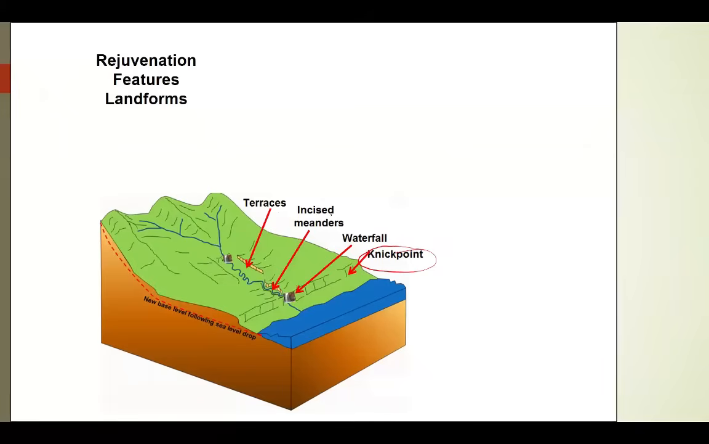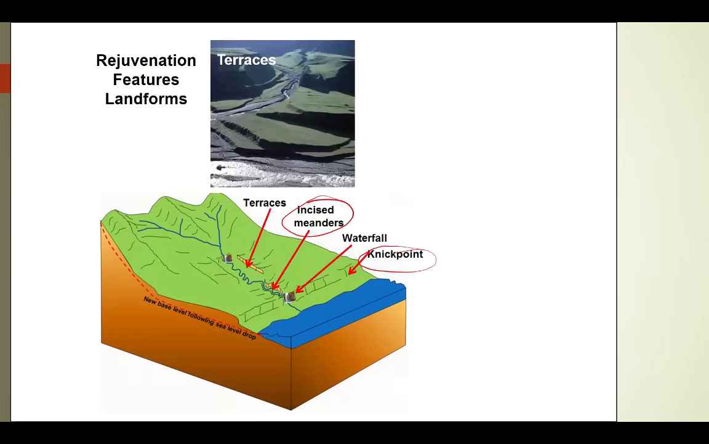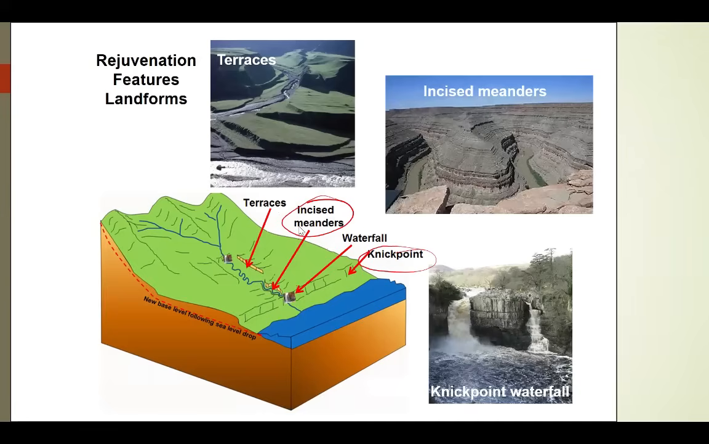And then incised meanders. What are incised meanders? Incised meanders are simply deep meanders. Rejuvenation has taken place and the river was already meandering. So when the river starts to gain energy, but the river is already meandering, what is going to happen to the meanders? The meanders are going to become deeper. So once the river becomes deeper, we say the meanders are in a trench, or the meanders are incised.